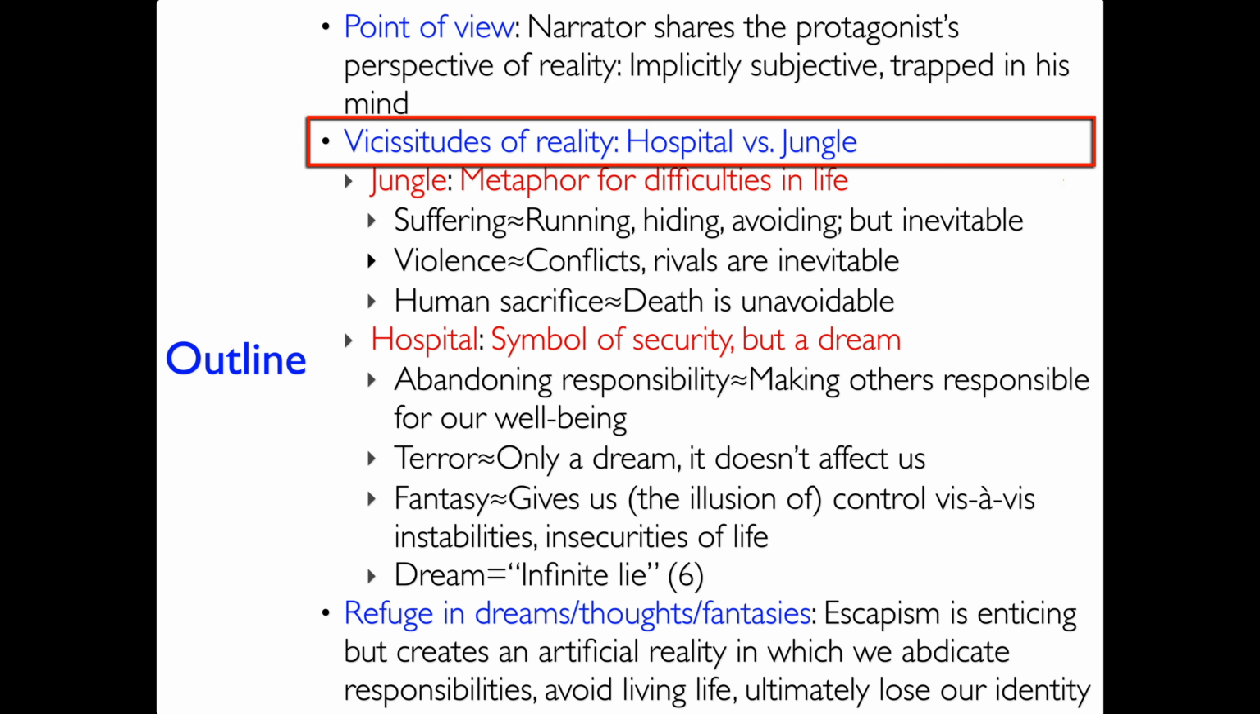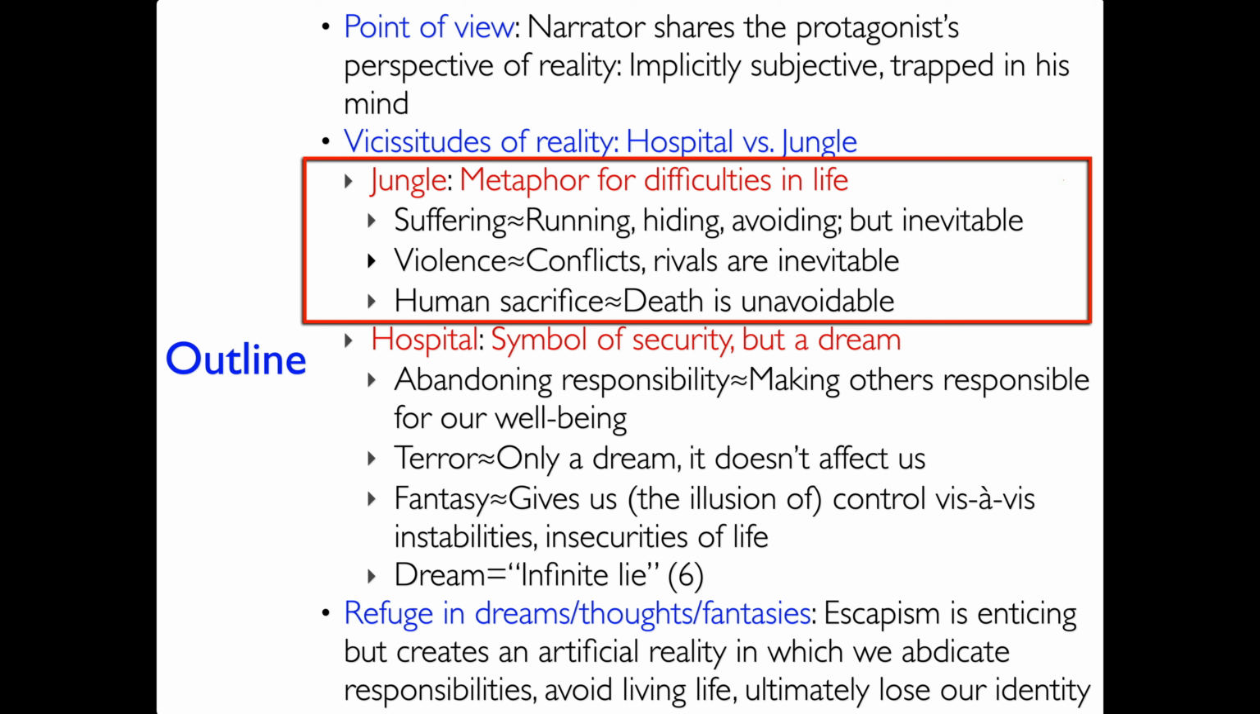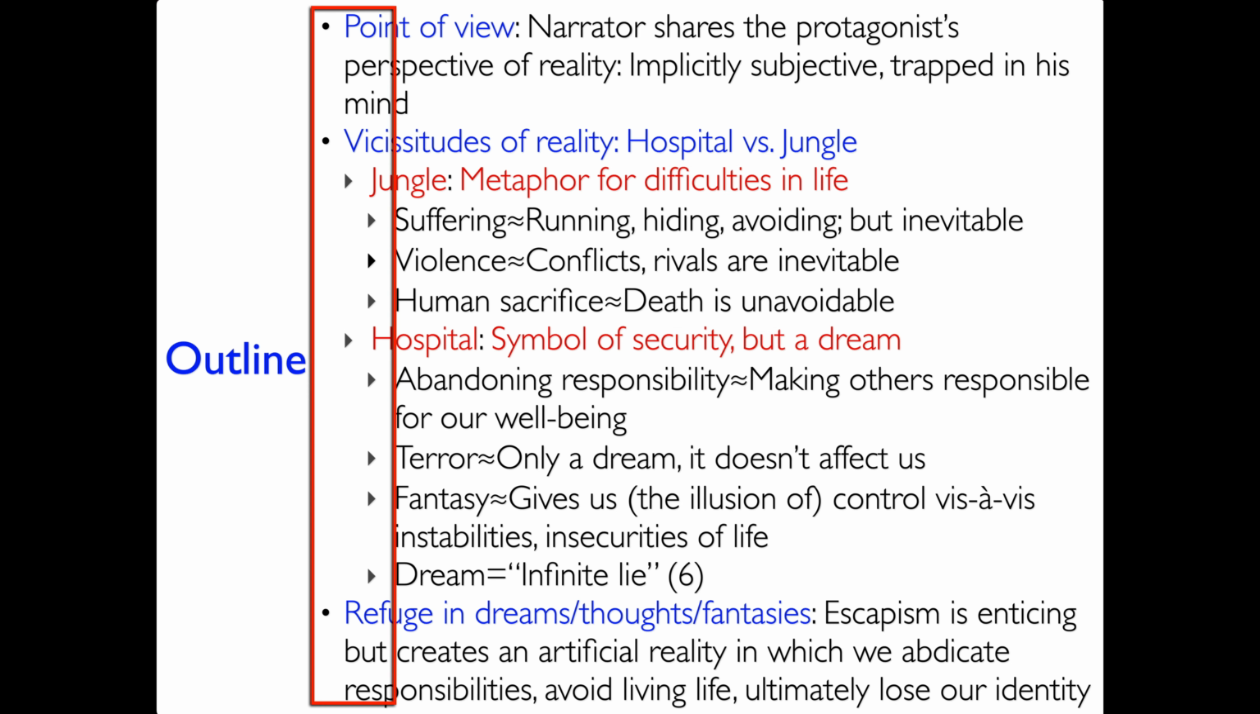For instance, the jungle serves as a metaphor for life. I will use the examples of suffering, violence, and human sacrifice in the story to show how it is logical for the protagonist to avoid danger, conflict, and even death. But when read symbolically, by hiding from adversity, avoiding conflict, and being consumed by fear, the protagonist is trying to flee the inevitable. Note that I am using bullets and arrows to outline my arguments.